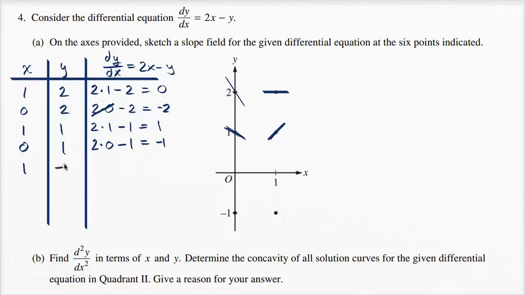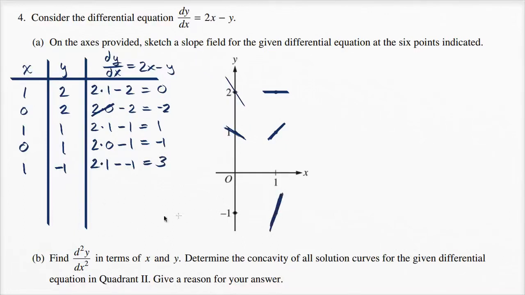And then let's go to x is 1, y is negative 1. So it's going to be 2 times 1 minus negative 1. So this is 2 plus 1. This is equal to positive 3. So here the slope is going to be even steeper, but now in the positive sense. So the slope of 3 would look something like that.